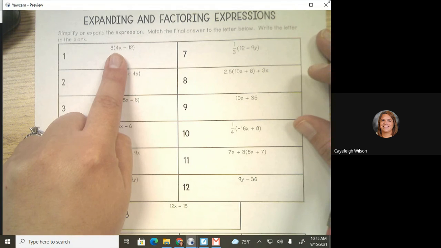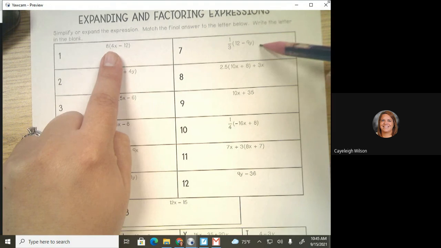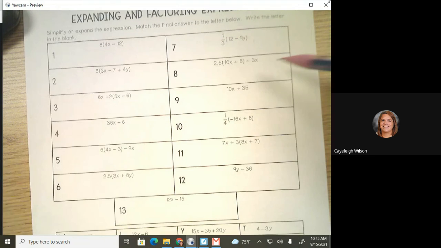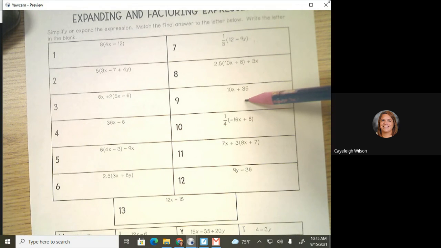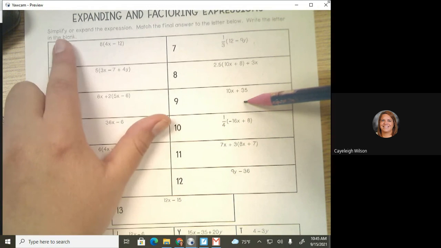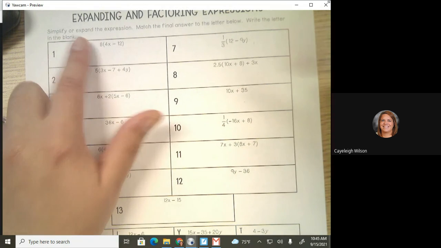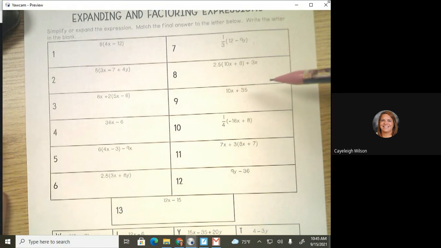Because it has parentheses. Number 7, what are you supposed to do? Distribute because it has parentheses. Number 8, it's got parentheses, so I distribute. What about number 9? Greatest common factor. Guys, listen. Pay attention up here. Number 9, I do greatest common factor because it's not parentheses, because the directions just say simplify or expand the expression. So it doesn't tell you which ones you're supposed to distribute, which ones you're supposed to do greatest common factor. So that's what I'm telling you.